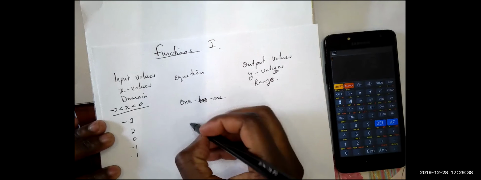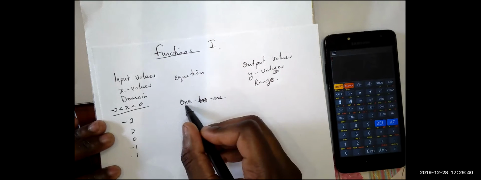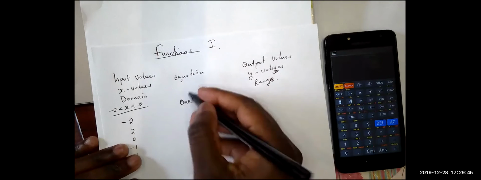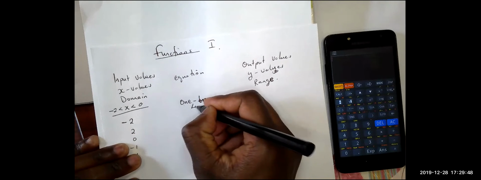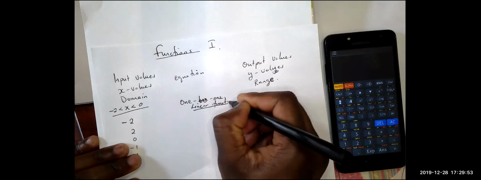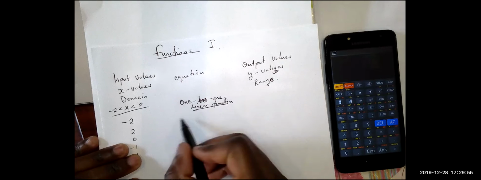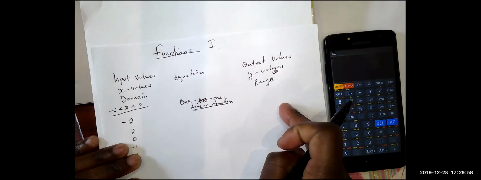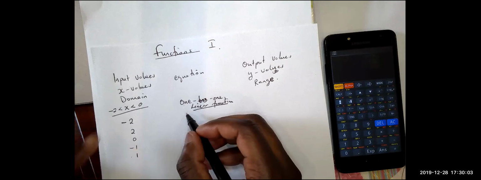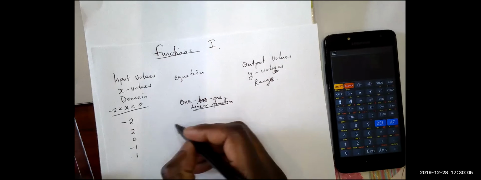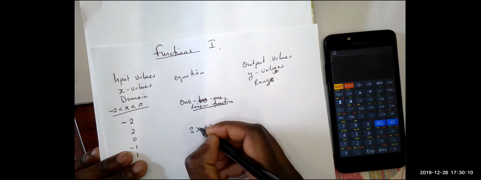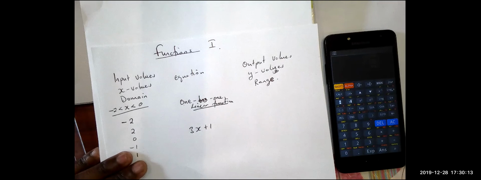Now let's have an equation here. When you're saying one-to-one function, remember, it means that it's a linear function. So in this case, for every input of x, we get a corresponding one value of y. For example, we input a single value, we get a single value. So for example, we have 3x plus 1, that's our expression there.